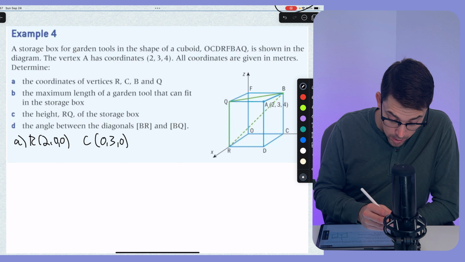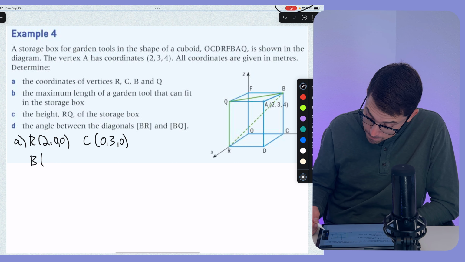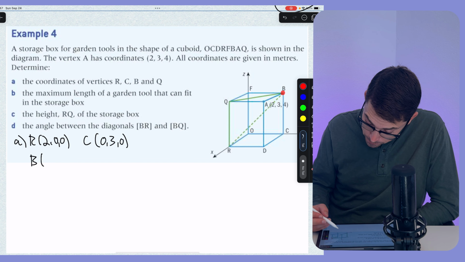So if I wanted to now find the coordinates of B, again, B is going to be right here. So I didn't move any in X, I moved over 3 in Y, and then I moved over how many in Z?